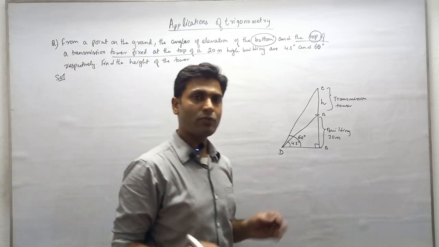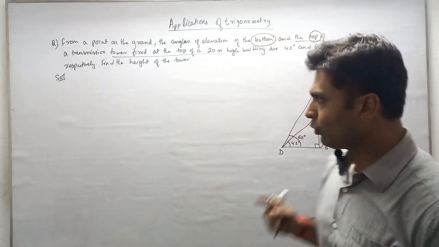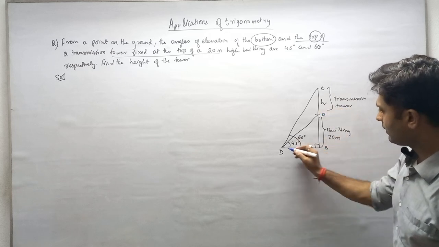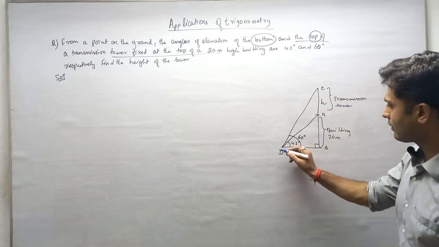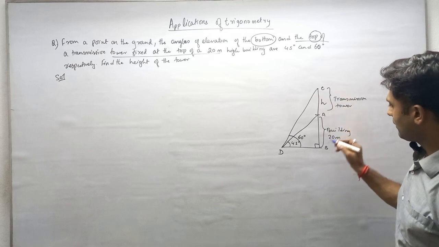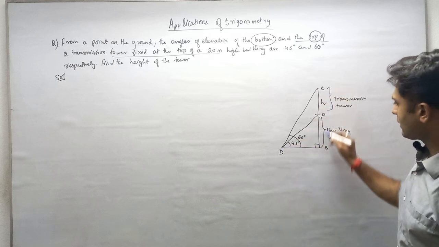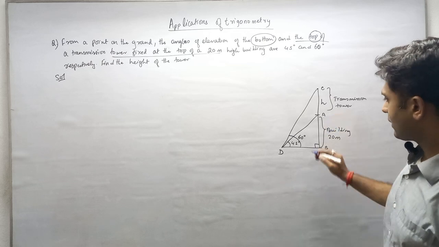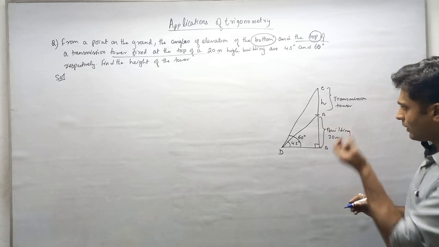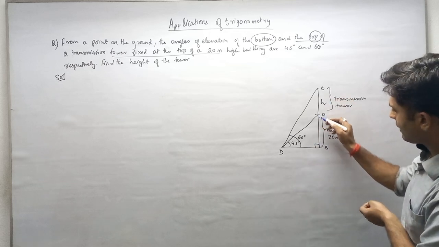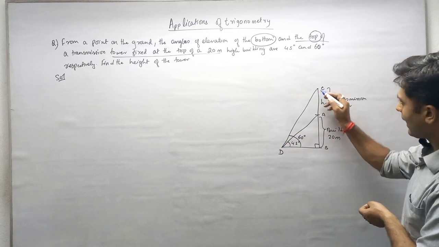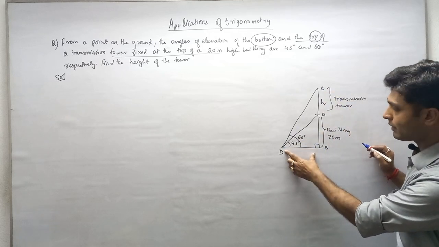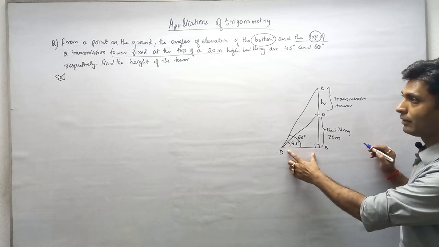Here, first we need to analyze. There are two right angled triangles. A, B, D is one right angled triangle. C, B, D is another right angled triangle. We'll consider them one by one, and note one more thing: in both the right triangles ABD and CBD, BD is common, the base is common.